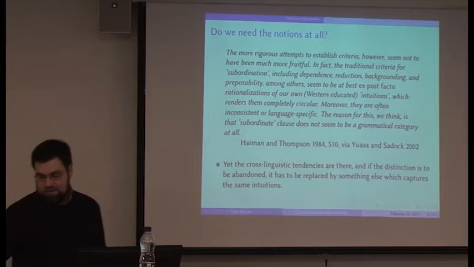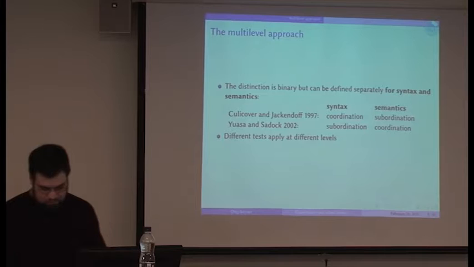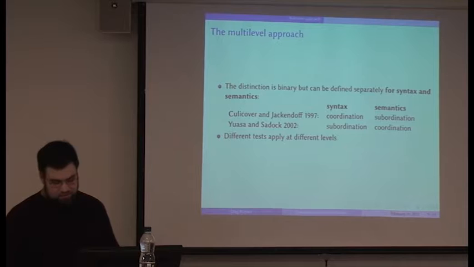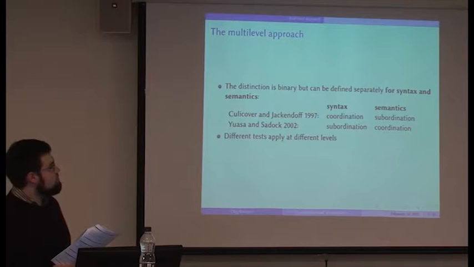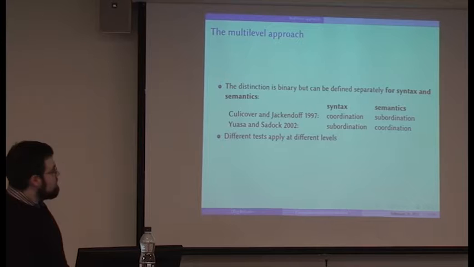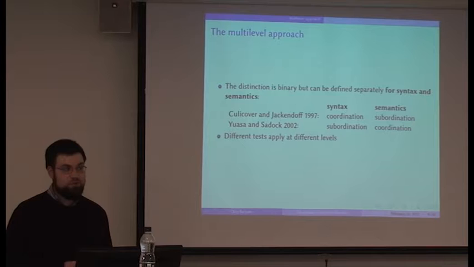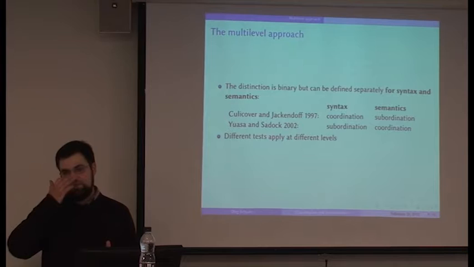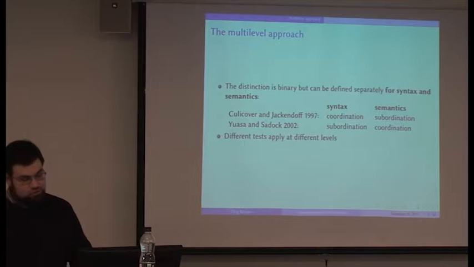So what I think is a more promising approach, and in fact, the approach that I will attempt to develop in this talk, is the multi-level approach to coordination and subordination, which has been proposed in two seminal papers. One of them is by Culicover and Jackendoff, 1997, dedicated to left-subordinating "and" in English, which we just had an illustration of, and Yuasa and Sadock, 2002, which is dedicated to several other constructions in languages of the world. And the idea of these two papers is that the notions of coordination and subordination remain binary, but they can be defined separately for two levels of language, syntax and semantics. So we can have syntactic coordination and subordination, and semantic coordination and subordination. They usually coincide, but sometimes they don't, and we can have mismatches.